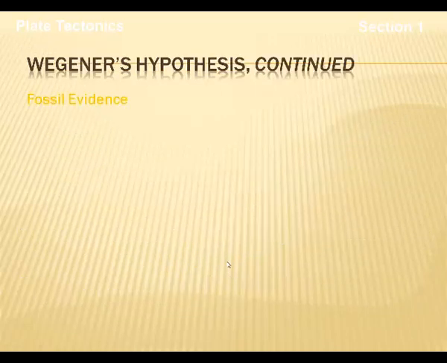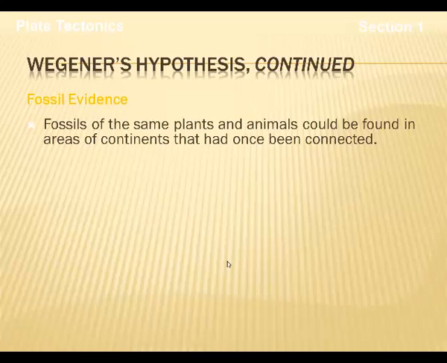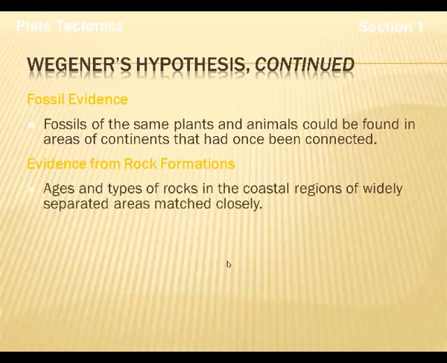Wagner used fossil evidence. He noticed that some fossils of organisms that are not very likely to be able to swim or migrate across the great oceans were found on separate continents. That led him to believe that the continents were at one time connected.